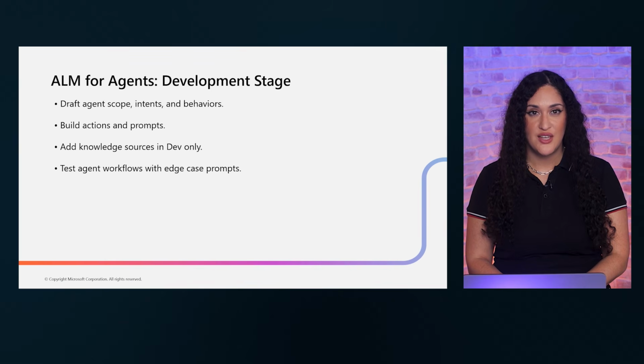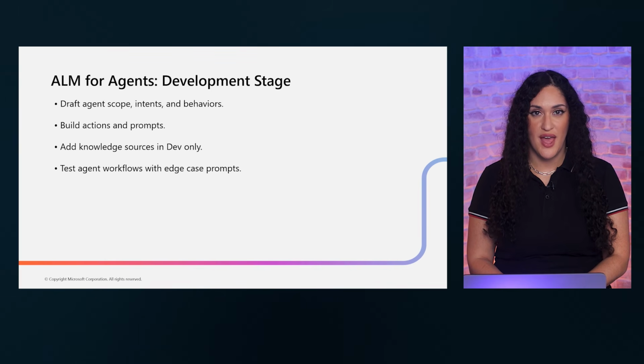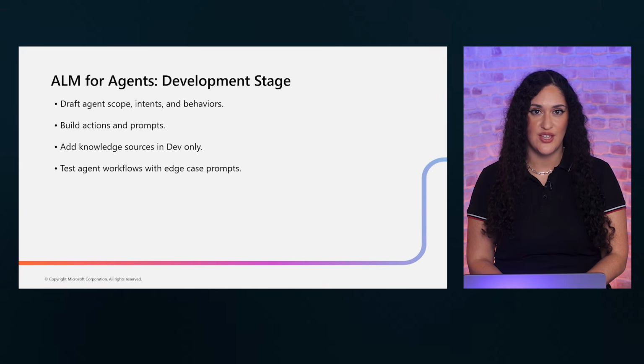During the development stage, you draft agent scope, intents, and behaviors. Build your actions and prompts, add knowledge sources exclusively in the dev environment, and test agent workflows with edge case prompts to stress test the system. This is your sandbox for experimentation.